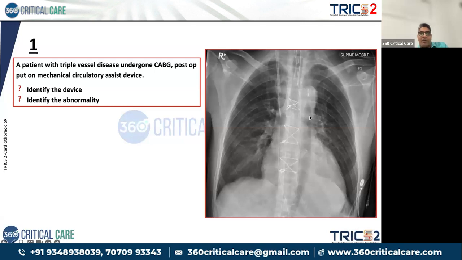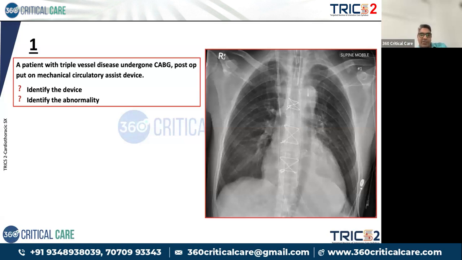Which phase of the cycle of the IABP is this X-ray taken in? It is inflated or partially inflated, right? The tip is slightly higher than the position where it should ideally be. It is much higher than that. That's the abnormality. I put in an IABP X-ray because this is a very important question in the exam.